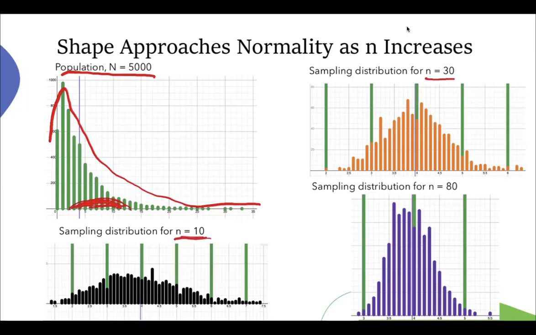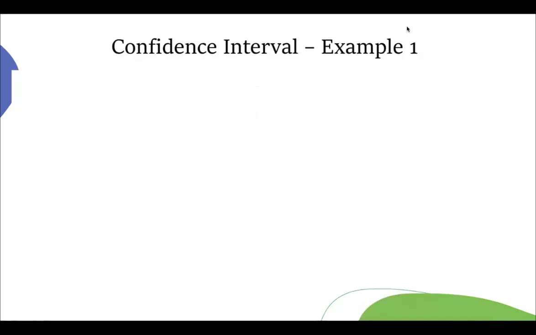When we made n 30, it got to be more bell-shaped. And then when n was 80, it was certainly bell-shaped. In addition to its shape looking more and more normal, we also saw that its variability decreased. The range got shorter and shorter from the low end to the high end. So that's important to us.